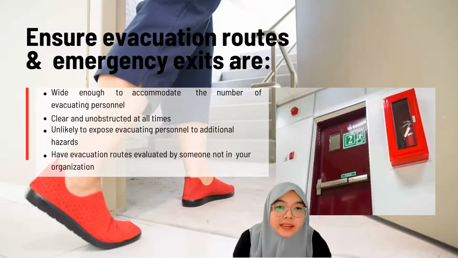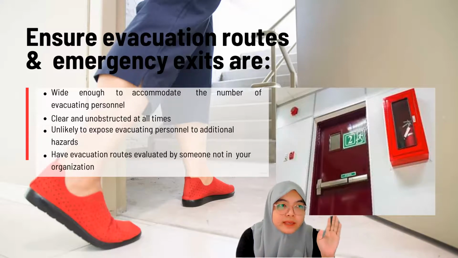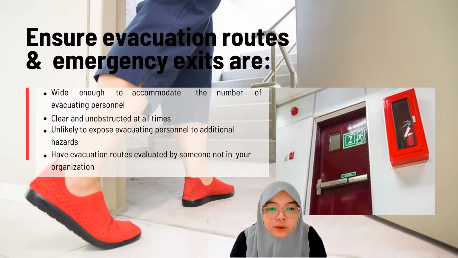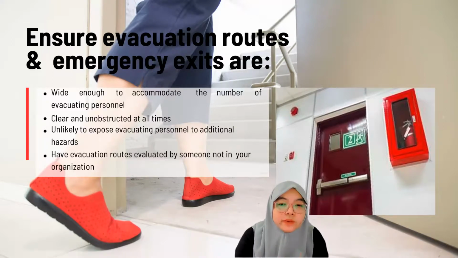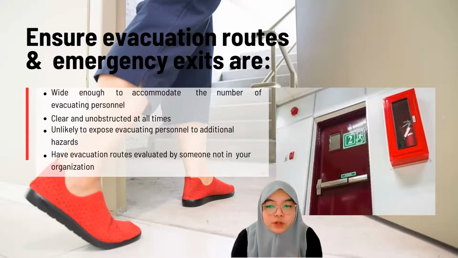And then, clear and unobstructed at all times. This evacuation or emergency exit must be clear at all times. It must not contain any boxes, gates, grills or anything like that. It must be clear. The emergency exit must be unlikely to expose evacuating personnel to additional hazards, and it must be evaluated by someone not in your organization. For example, our evacuation route must be analyzed by firemen. They need to always check whether it is safe to be used or not.